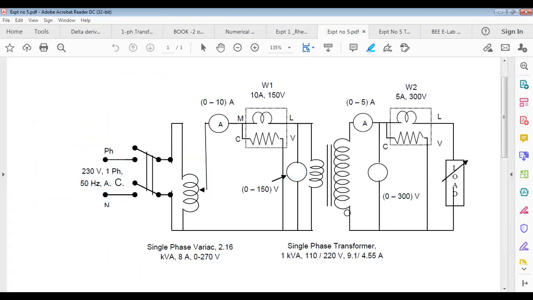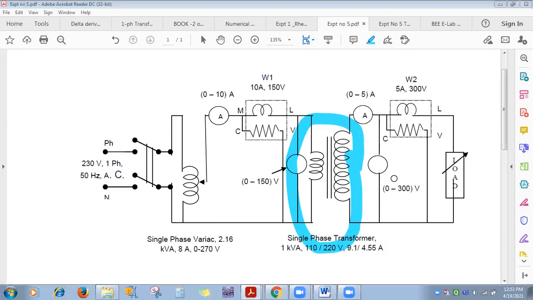Now, what does the direct loading method mean? First reading at no load, and then 2, 4, 6, 8 and 10 lamps we are connecting in parallel across the secondary of the transformer. That's why it is called the direct loading method. What is it used for? To calculate the efficiency and the voltage regulation of this single phase transformer.